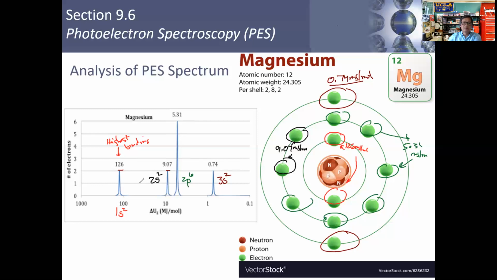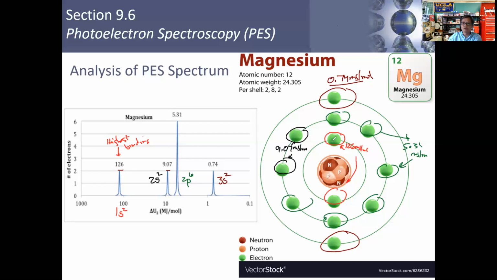So remember, the location of the peak on the spectrum indicates the location of the electrons relative to the nucleus. The closer electrons are to the nucleus, the more strongly they are bound to it, the more vigorously they're held on to the nucleus, because they're closer to the nucleus. Remember, we learned about this. The electrons are negatively charged.